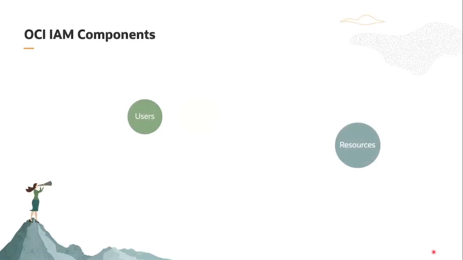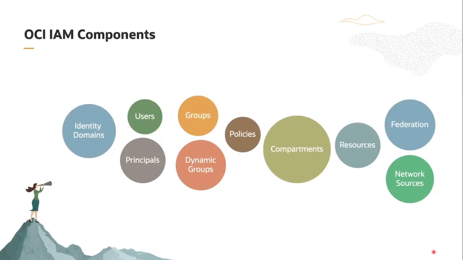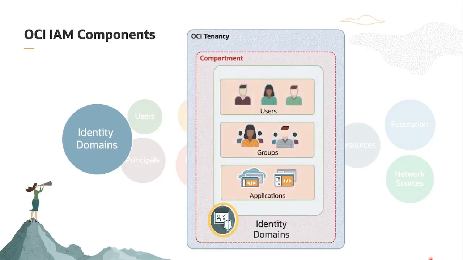Now in the case of OCI IAM, there are several components. And while we are covering the whole module, we will be dealing with each of them in separate lessons, like users, groups, identity domains, principals, dynamic groups, compartments, etc. For now, let us look at a few of them at a very high level, starting with identity domain. They are basically a container for your users, groups, and applications.